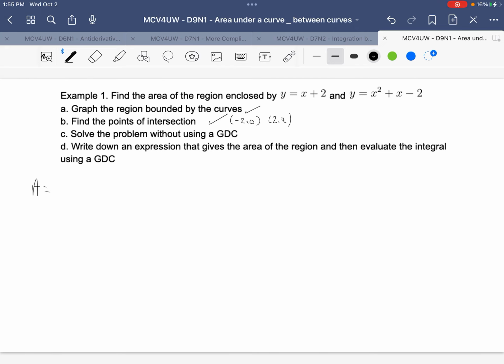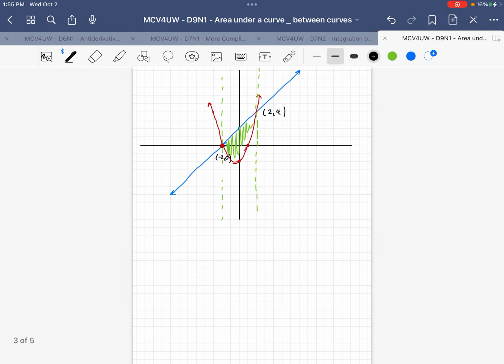But our area, again, if I write this in terms of the definition of the integral, is the integral from 2 to negative 2 of y1 minus y2. How do I know which one is which? Right? If I go back to the curve, whatever is on the top, the function above that is greater, is y1. So this is going to be our linear function, y1. And our curve, because it's beneath the linear function, this will be y2.